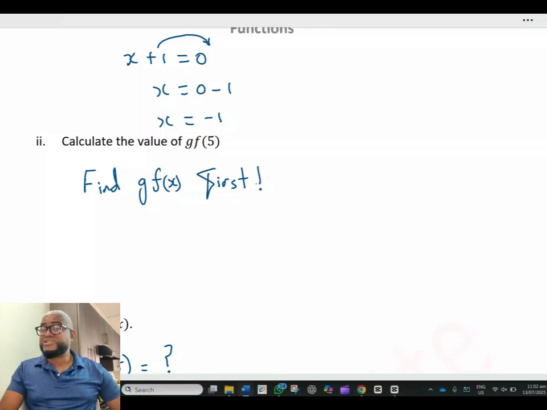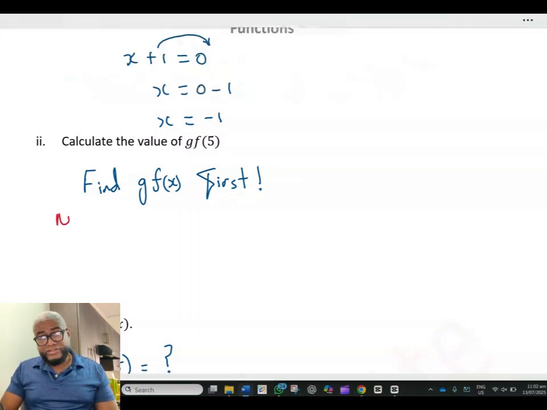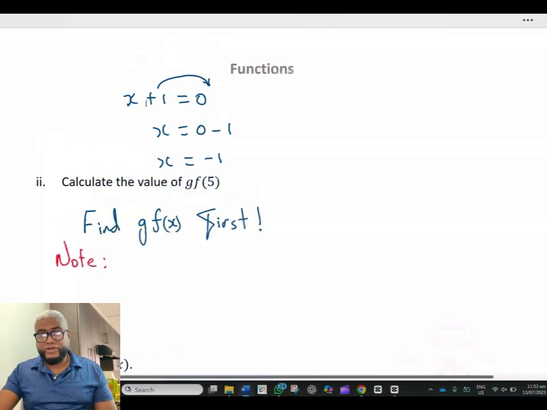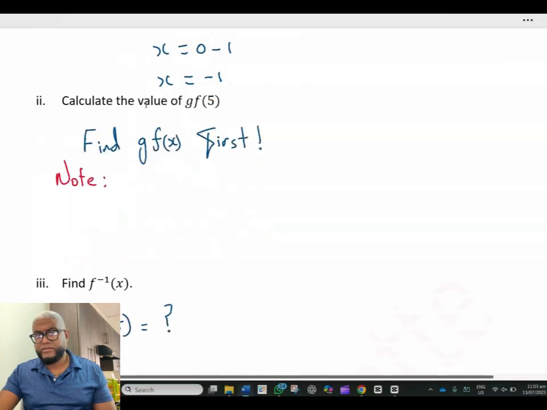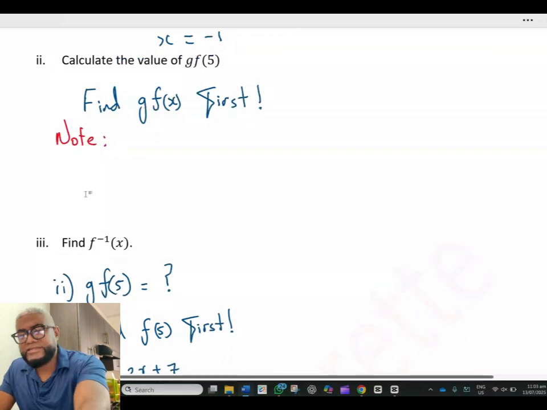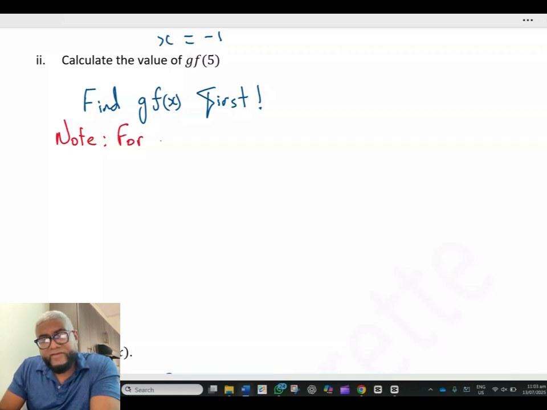G f of x means you want to put f of x into g of x. So I'm going to write that here. Note. Excuse me, sir. Can you scroll on a bit, to see g of x? You want to see the two functions? All right, that's how I write it. Let's note. Write it again if you don't have it.